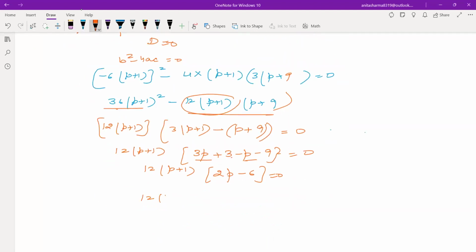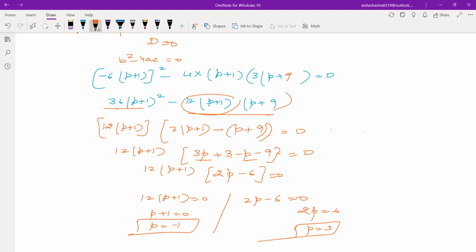So 12 into P plus 1 will be equal to 0 and then 2P minus 6 is equal to 0. Then P plus 1 is equal to 0, value of P is minus 1, and 2P is equal to 6, then value of P will be 3. Got it? Understood, children?